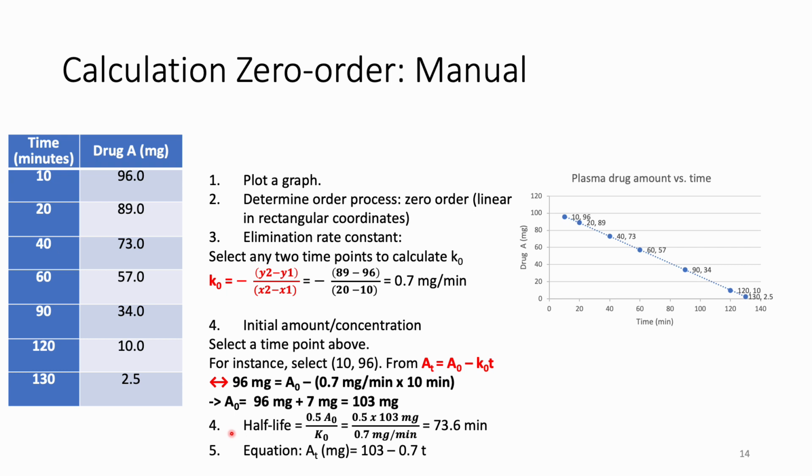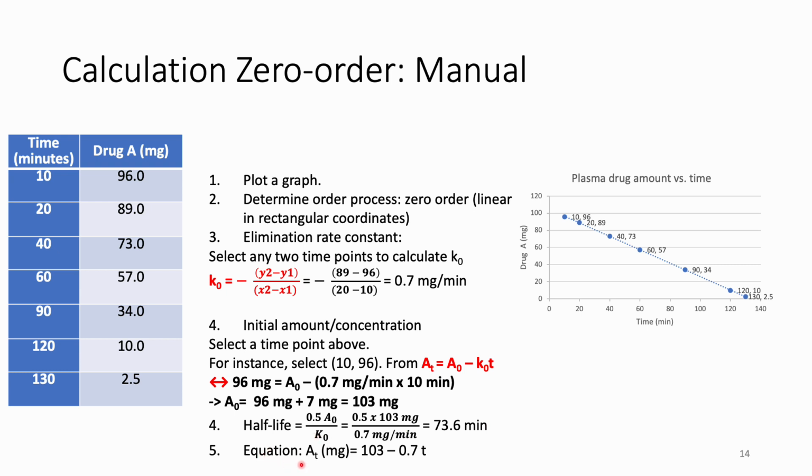The next step, I calculate the half-life. Half-life equal to 0.5 times A0 divided by K0. 0.5 times A0, which I just calculated here, 103 milligram, divided by 0.7. So half-life equals 73.6 minutes. So that means after 73.6 minutes, half of the drug will be eliminated, or half of the drug will be remaining in the plasma.